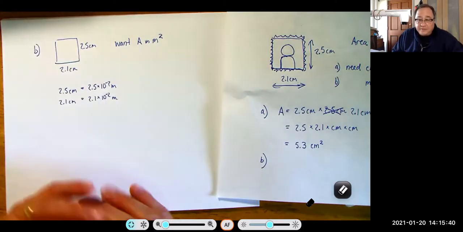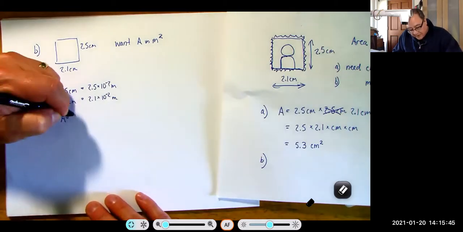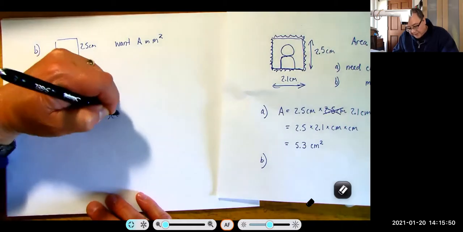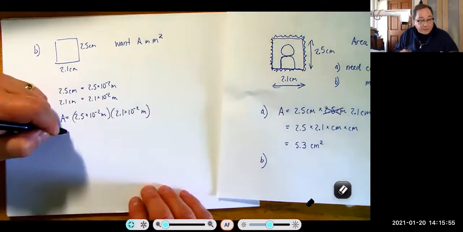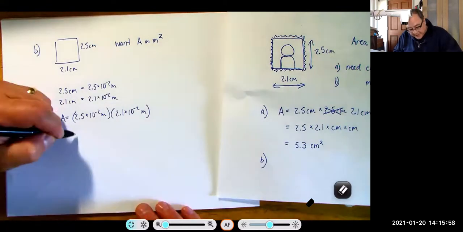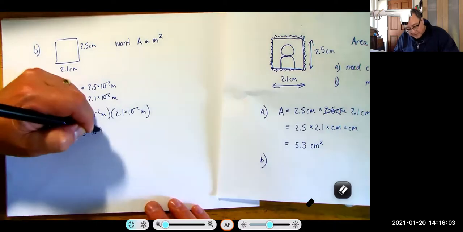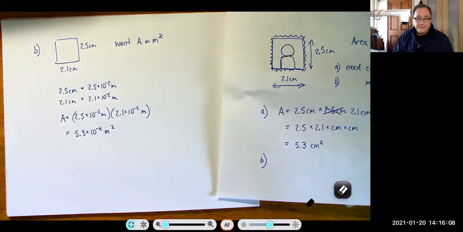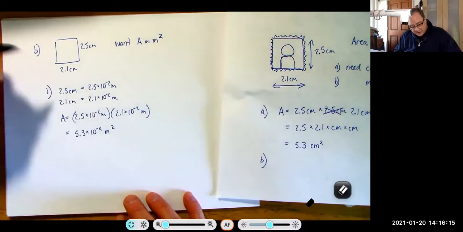I'm going to substitute. So now I have the area is 2.5 times 10 to the minus 2 meters times 2.1 times 10 to the minus 2 meters. And I'm not going to do all the rearranging that I did before, but you're going to get an answer that says 5.3 times 10 to the minus 4 meters squared. And there's your answer. That's one way to do it. So we'll call this I. Here's another way to do it.